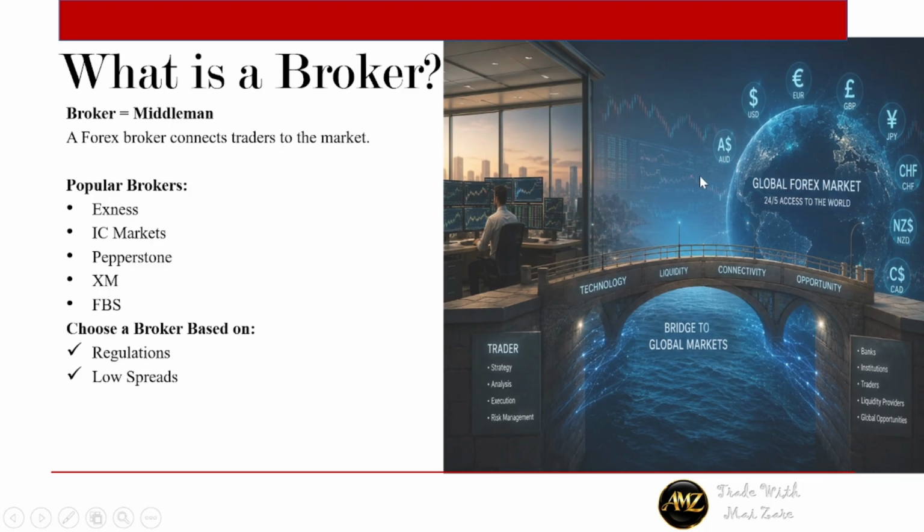And this photo here elaborates more on a broker, because you as a trader sitting in your room, the broker serves as a bridge that provides you technology, liquidity, connectivity, and opportunity that connects you to these global markets. It gives you 24/5 access to the forex markets, where you can trade all currencies available in the forex markets all over the world, while still in front of your screen, in your office, in your studio, in your room, or on your bed.